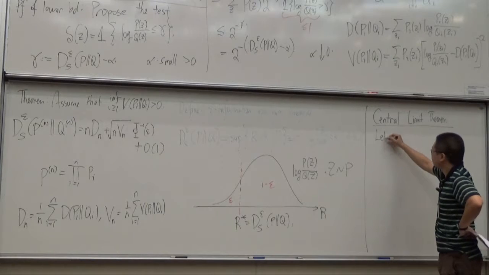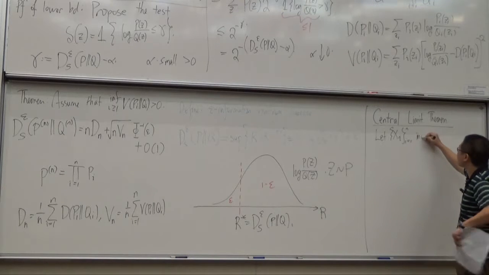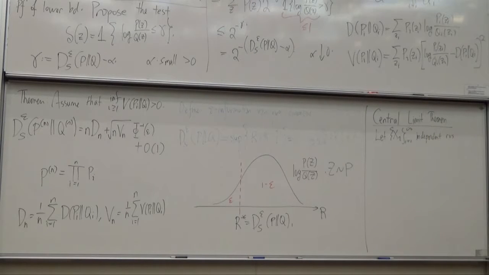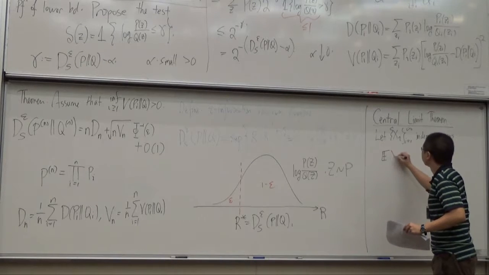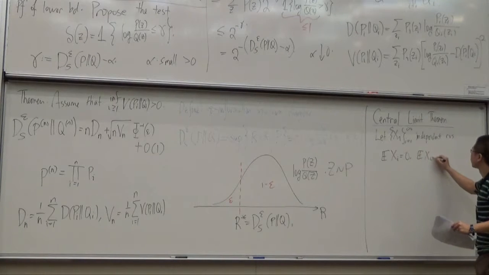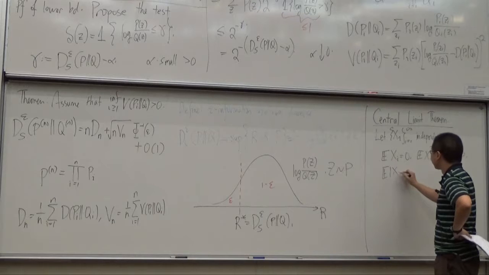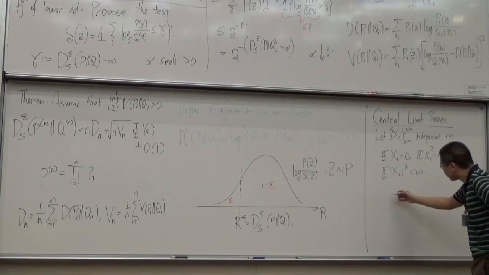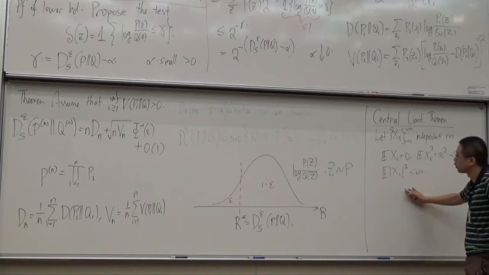Let X_i's be independent random variables, with i going up to infinity, with some finite variance. Say the expectation of X_i is equal to 0, the expectation of X_i squared is equal to sigma_i squared, which is less than infinity, and the absolute third moment is also finite. We probably don't need some of these conditions, but they will come in handy when we state the Berry-Esseen theorem, which is a generalization, a quantification of this.